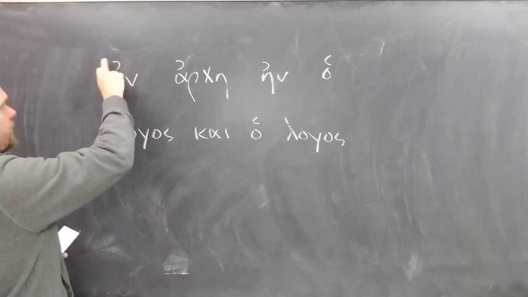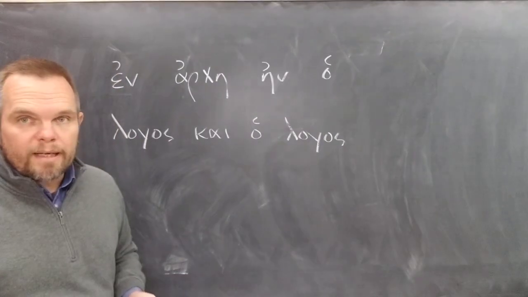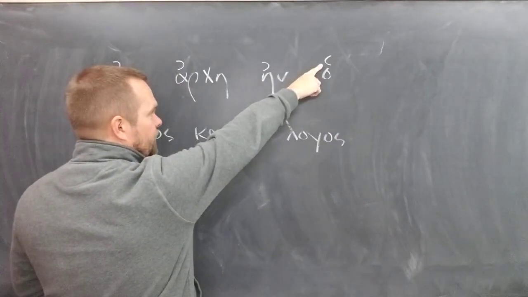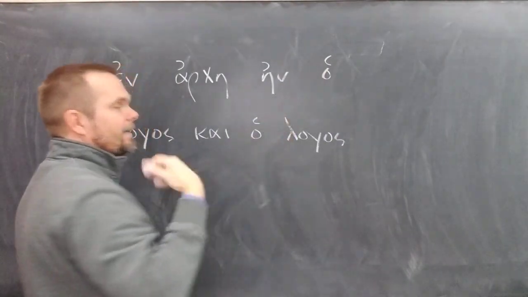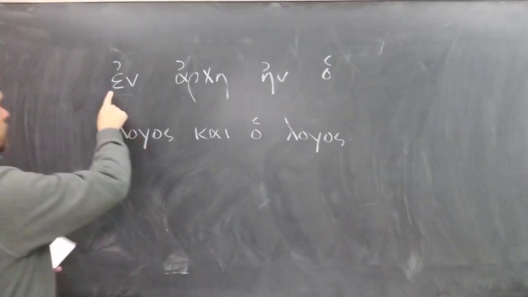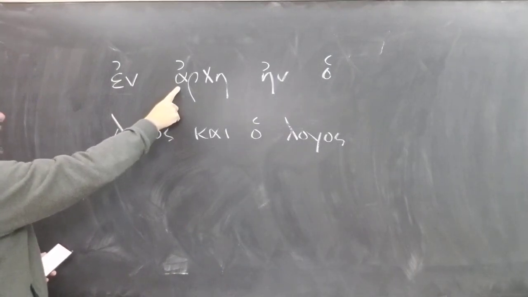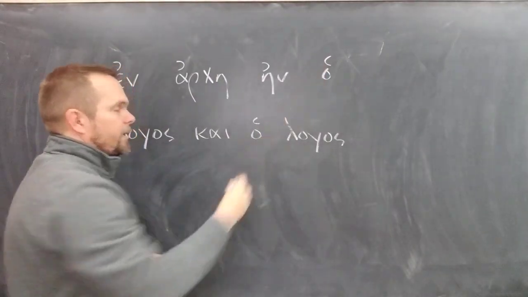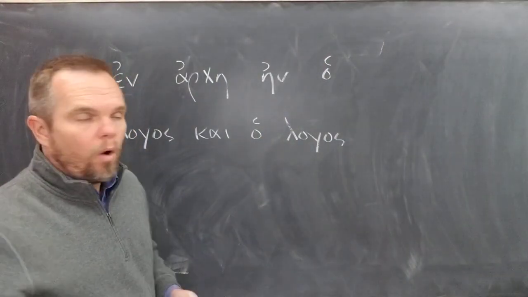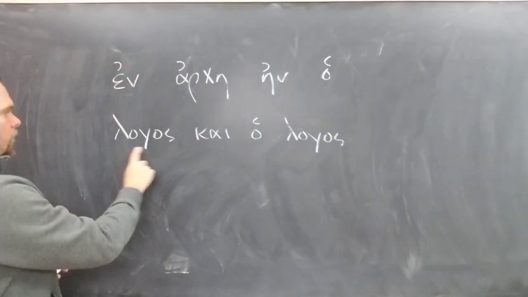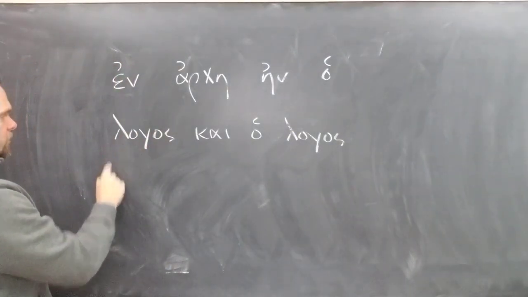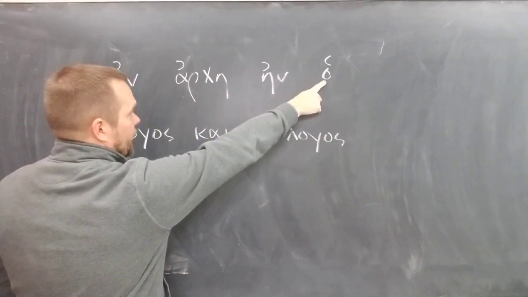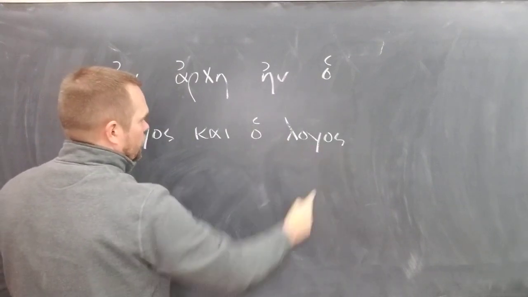This backwards C means that there's no breath added to the vowel. This rough breathing mark that looks like a C means we add breath. So this would be e, a, e. This with a rough breathing would be ho. Logos, no breathing mark because it starts with a consonant. Chi starts with a consonant. Again, we have ho and then logos.